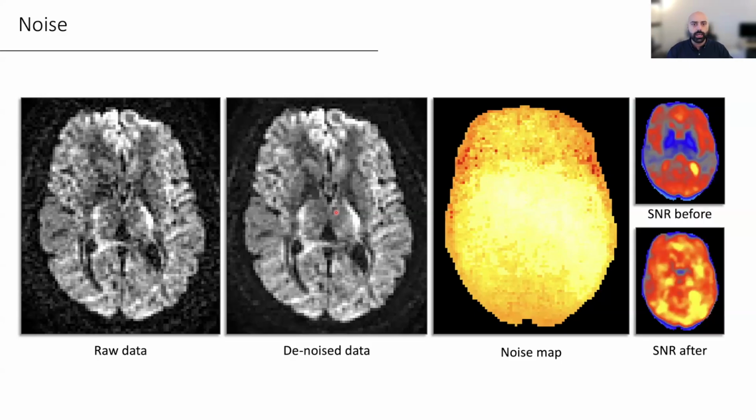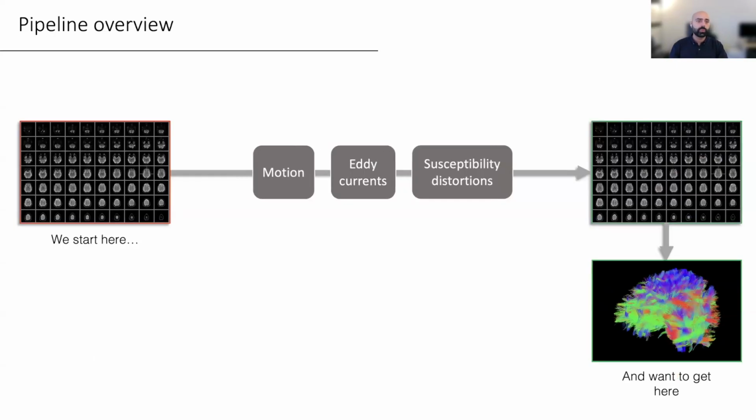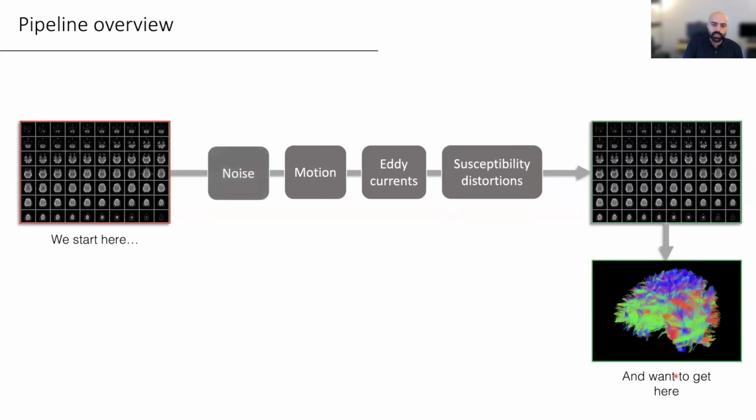And you can see that the signal to noise ratio map before and after correction has improved quite a bit, especially in the center of the brain. And that's what we're after with denoising. We're just after doing this kind of compensation for something that we cannot get rid of in real data. So now our pipeline looks like this. We have noise correction, motion, eddy currents, susceptibility distortions.